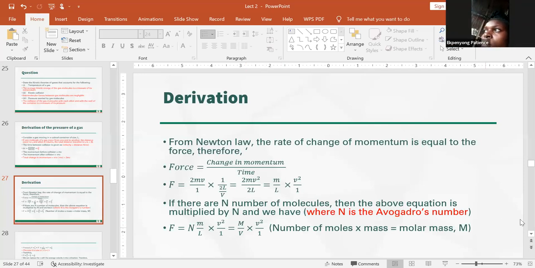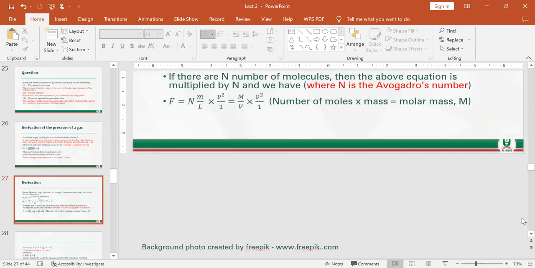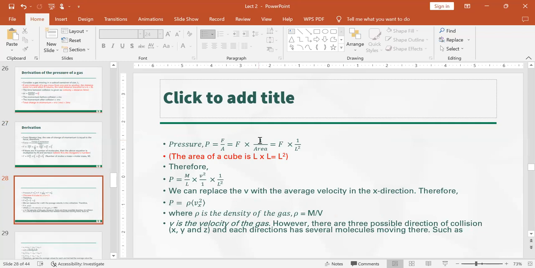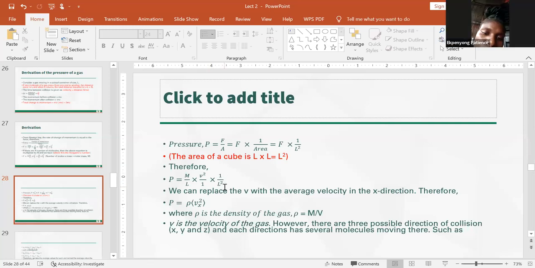We are coming to that very soon. So now, pressure will be defined as force over area. If we take that expression for the force and divide by the area, it will be equal to pressure. And that pressure is now simplified to M over L times v squared all over 1 times 1 over L squared. So that is what we have as gas pressure.